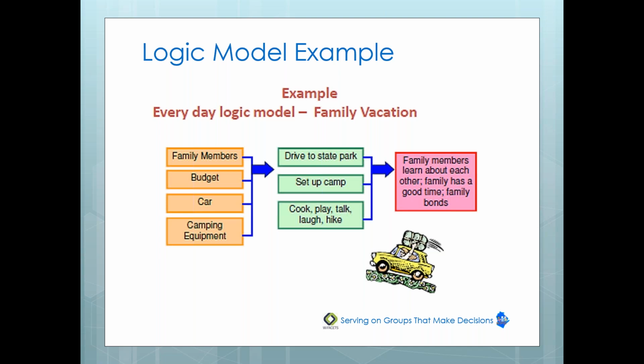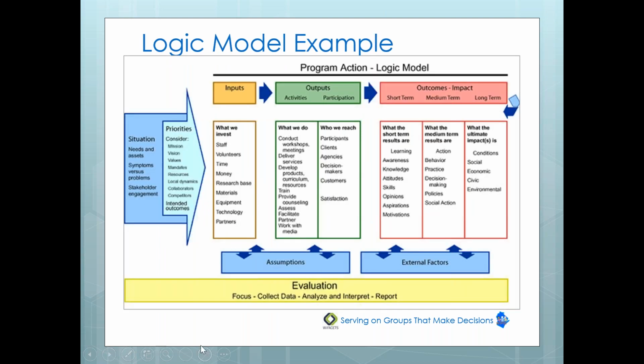So this is a very basic model to give you the idea of how to develop a logic model: inputs, outputs, and outcome. So here's another example of a logic model, and this one looks more like what we would see in our professional settings of decision-making groups. And it has the same categories as the last one of inputs, outputs, and outcomes, and there's some other areas too.